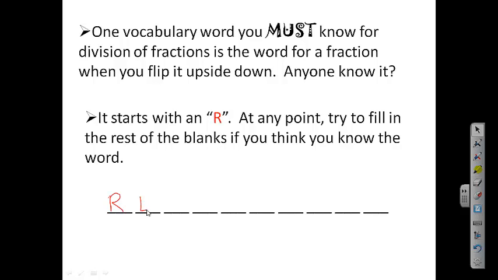R, E, C, anybody know it yet? I, P, R, come on, you can do it. O, anybody? C, A, L, reciprocal. Everybody say it, reciprocal. That's just the big math word for a fraction that you turn upside down.